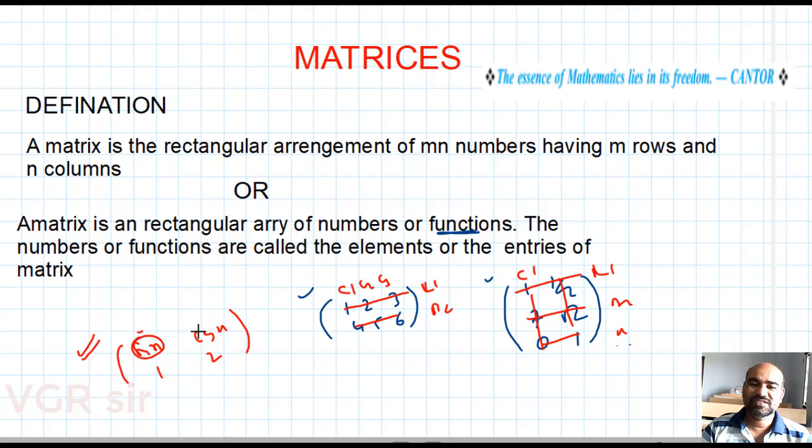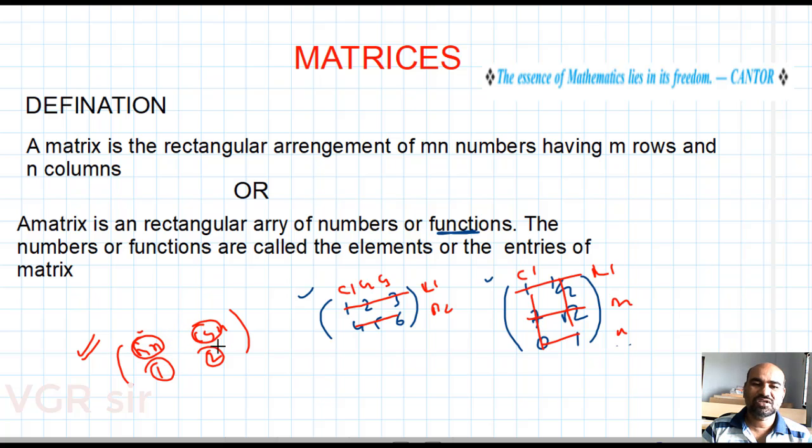What happened? These are the elements actually. These are elements, or sometimes entries. Entries are numbers or functions. That's the second definition: a matrix is a rectangular array of elements or functions. The numbers or functions are called the elements or the entries of the matrix. So these are called elements or entries of the matrix.